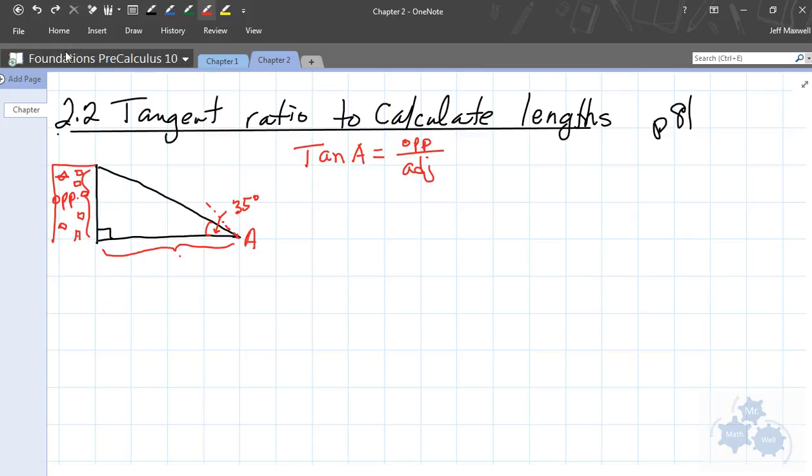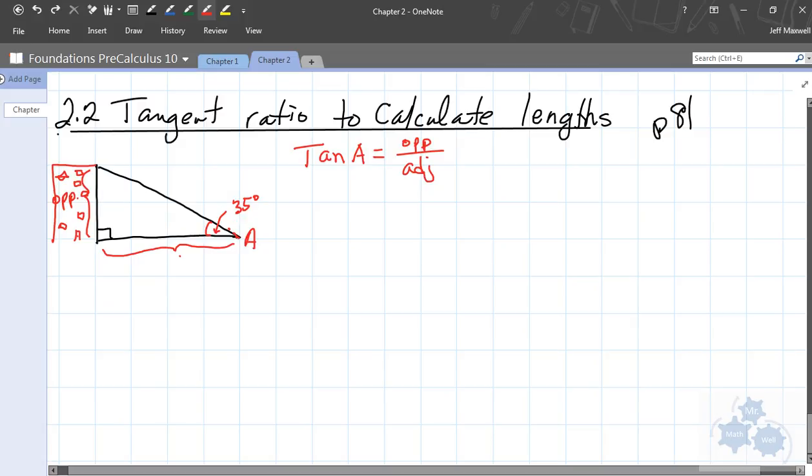Let's say that we are at a position here. This is us. We're laying on the ground for some unknown reason, and we're looking up at the top of this building. Our eyes are right on the ground, and we know the angle at which we are looking up. This is the angle of inclination.